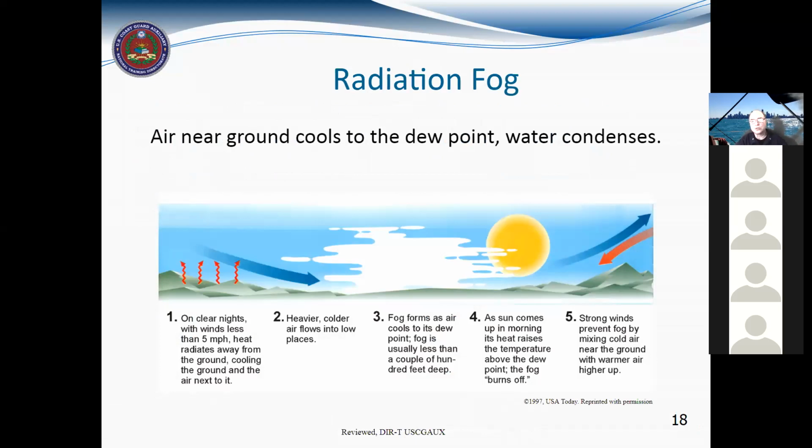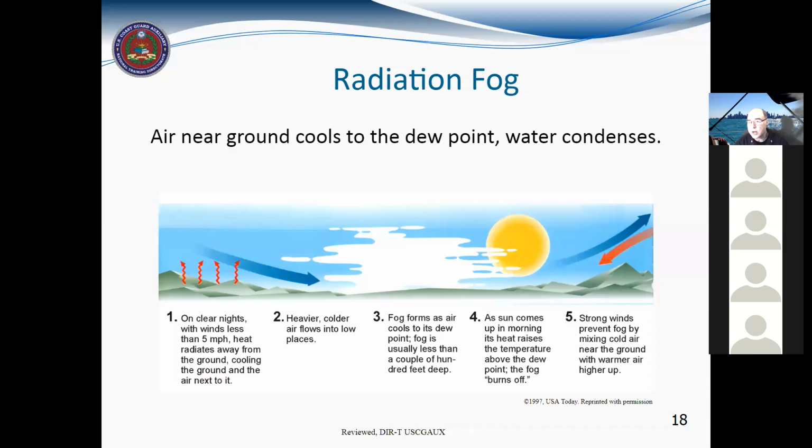The air near the ground cools to the dew point, and the water condenses. So number one, it's a clear night. The winds are less than 5 miles per hour, so they're pretty light, not a lot of wind. So the heat is cooling after dark. The heat radiates away from the ground, which causes the ground and the air right next to it, where they conduct because they're touching each other, to cool. So heavier, colder air flows into low places, and fog forms as the air cools to its dew point. Fog is usually less than a couple of 100 feet deep.